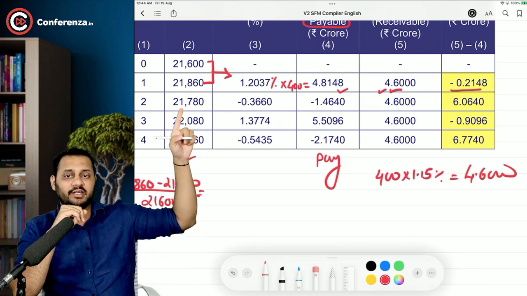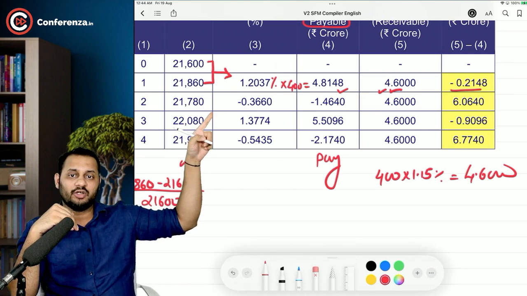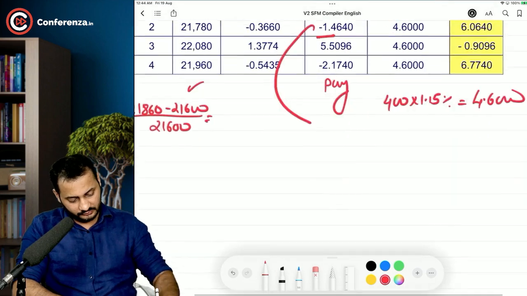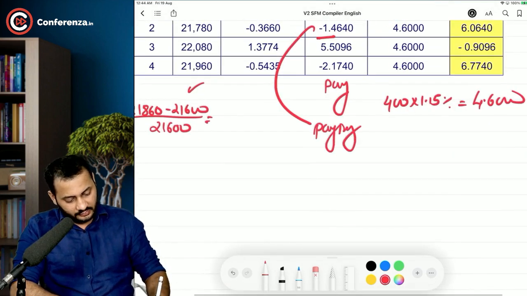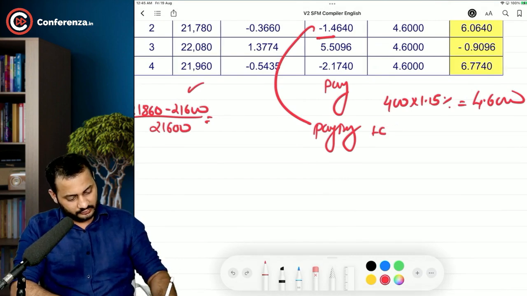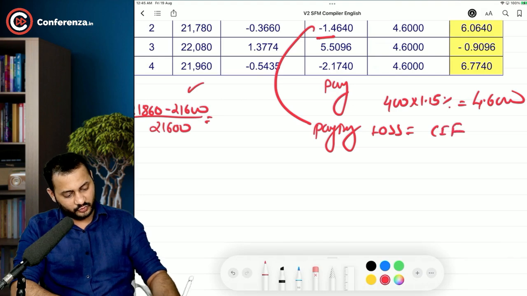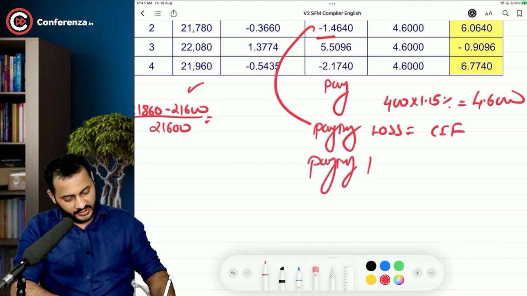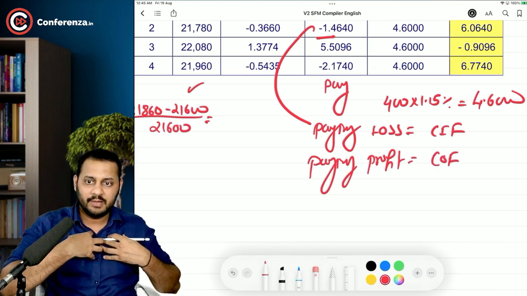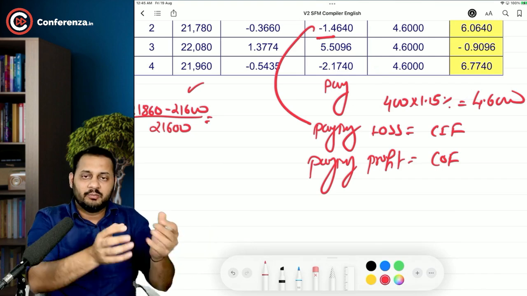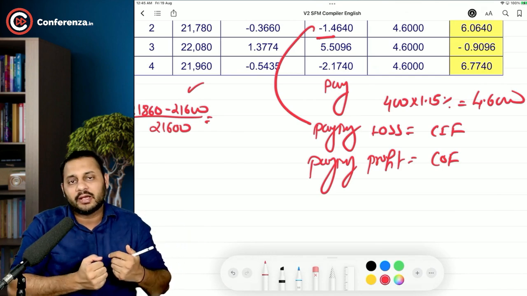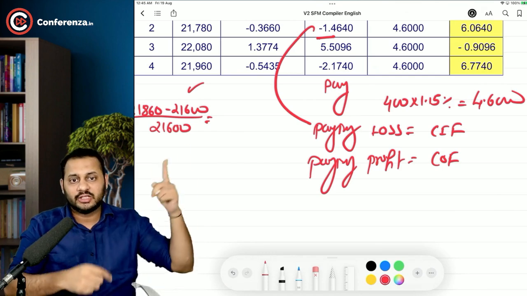But what happened in the second case? Sensex went down. There is a loss in Sensex and we will pay the loss to them. See, paying loss means cash inflow. Paying profit means cash outflow. If there is a profit to me and I pay that to you, it's a cash outflow to me. But if there is a loss to me and I pay that loss, it means you are bearing the loss for me. You pay me back, because I don't want to bear the loss now. So that will be a cash inflow.